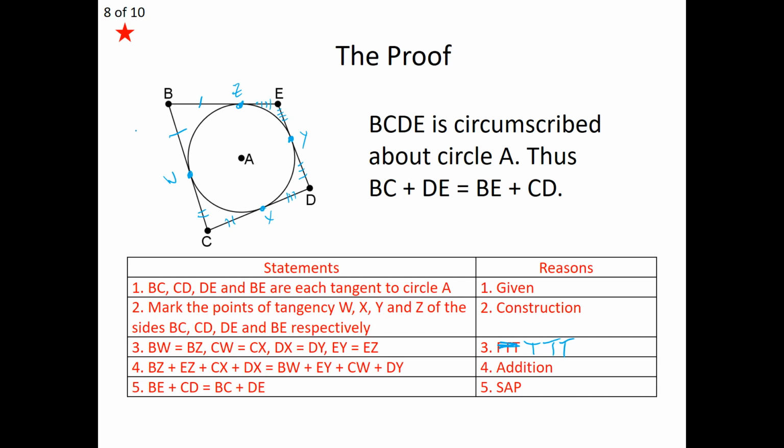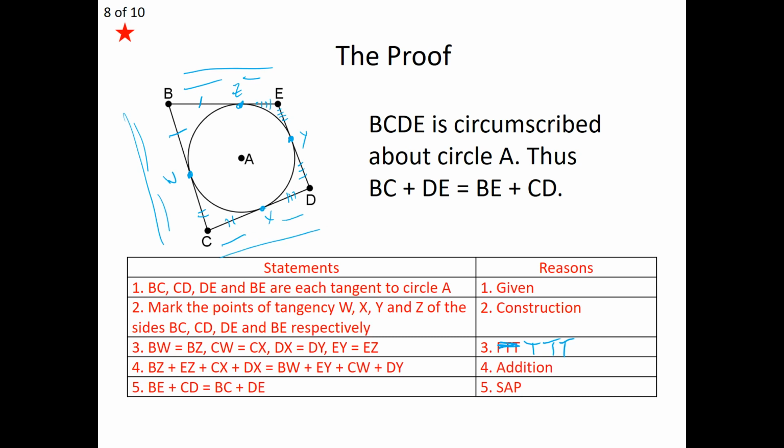So for example, BW and CW, if we add those 2 lengths together, we get the whole thing, BC. So let's do that in our next step with our simple power of addition. So let's take BZ plus EZ, which we see the parts BZ and EZ add up to the whole segment. We then can take the opposite side, CX and DX pieces, and add those together to equal the whole thing.